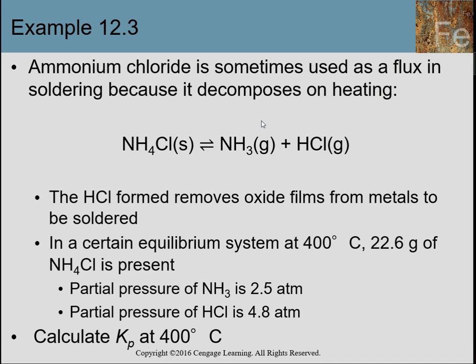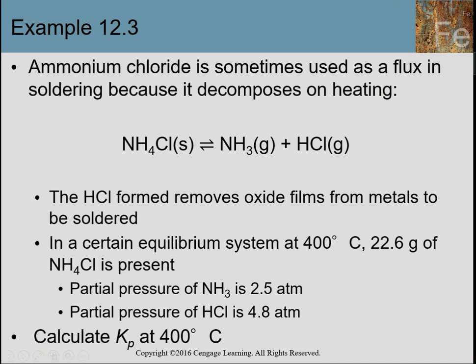So at a temperature, I know that if I take 12.6 grams of the ammonium chloride and I allow it to decompose completely, when the system reaches equilibrium, the pressure of the ammonia is going to be 2.5 and the pressure of the hydrogen chloride is going to be 4.8. Both of these are measured in atmospheres. This question asks you to calculate the Kp for this reaction at that 400 degrees. So all you need to do, since you have the pressures at equilibrium, and how do I know it's the equilibrium?